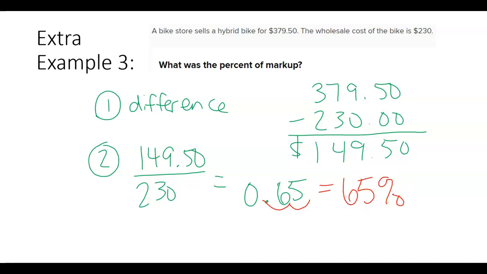And again, this should be reasonable, right? It's $230, it went up about $150, which is a little more than half of $230, so it's going up 65% to sell for $379.